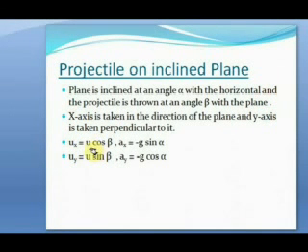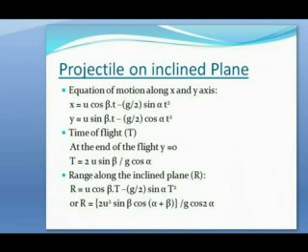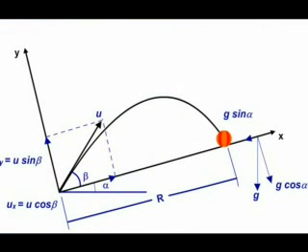So as we have already seen, ux is u cos beta, ax is minus g sin alpha. Similarly, uy is u sin beta and ay is minus g cos alpha. Now let's try to find out the range and time of flight of the projectile on an inclined plane. So to do this, first we'll try to write the equation of motion along x and y axis.